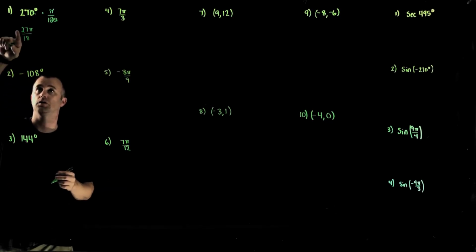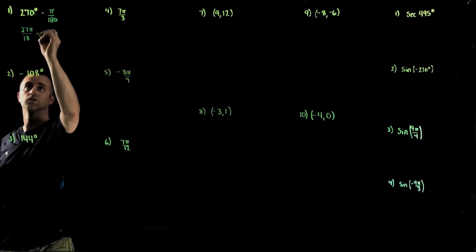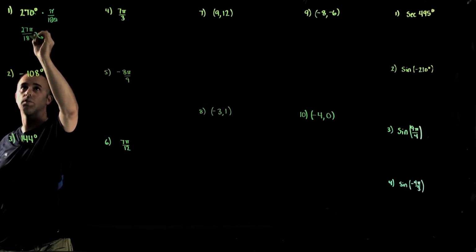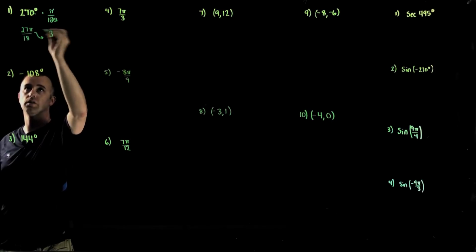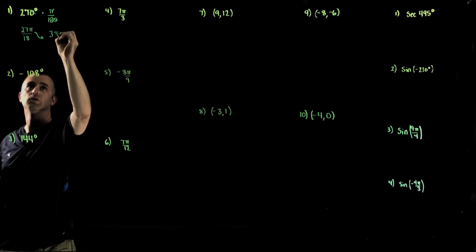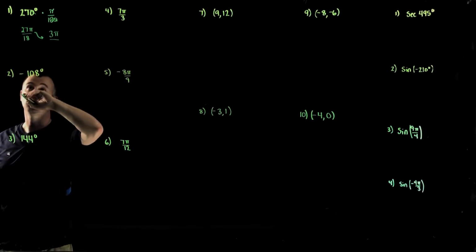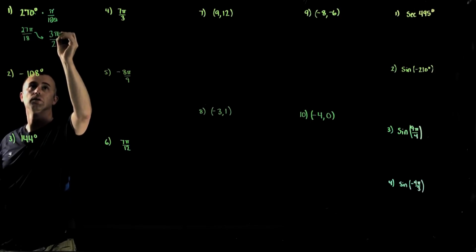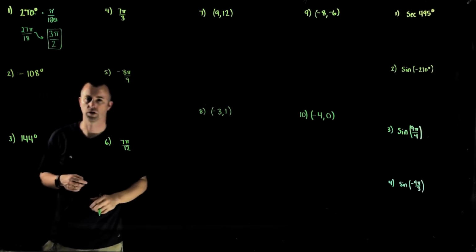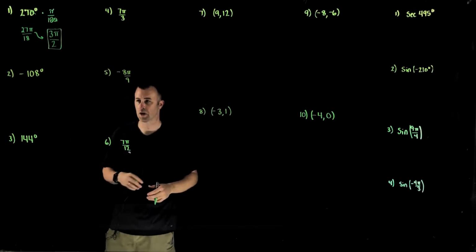I know 9 goes into both of these, so if you divide the top and bottom by 9, you get 27 divided by 9 is 3, so 3 pi on top and 2 on bottom. So this one is 3 pi over 2, which makes sense because 270 degrees is on the unit circle, so you should kind of see that anyway.